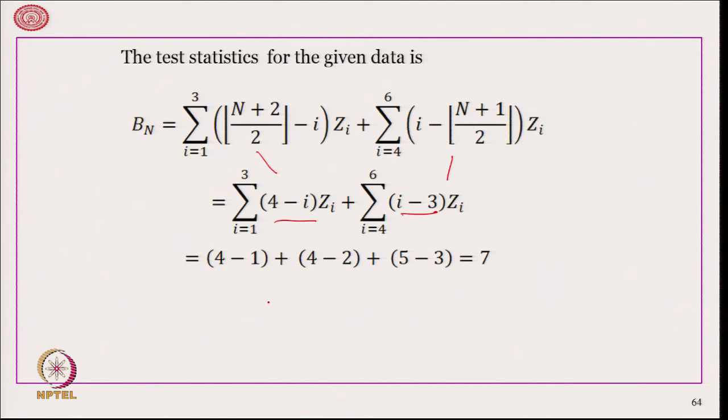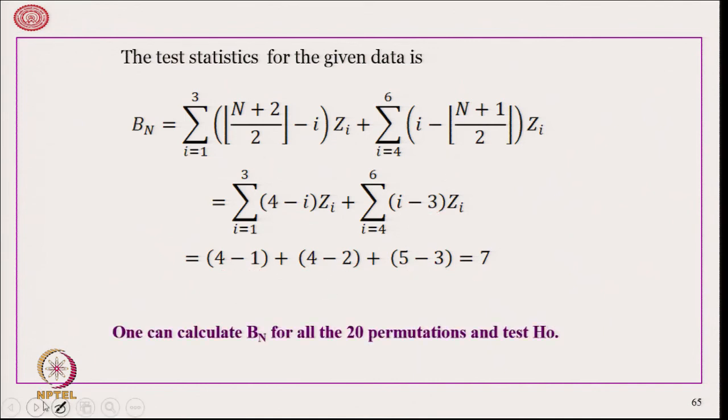Since we know that z_i is equal to 1 for 1, 2 and 5, therefore we are getting (4 − 1) + (4 − 2) + (5 − 3), which is equal to 3 + 2 + 2, which is equal to 7. Therefore, the computed value of the statistic B_n for this data is 7.